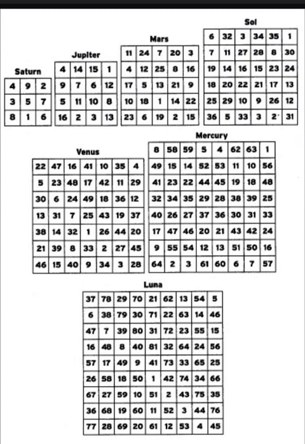Taking a look at the operation of the square, let's just go to the simplest one, which is Saturn, the 3 by 3 square. Inside the square you have the numbers 1 to 9. The numbers are ordered and placed into the square so that the sum of each row is 15. The sum of each column is 15, and the sum of the diagonals is 15.